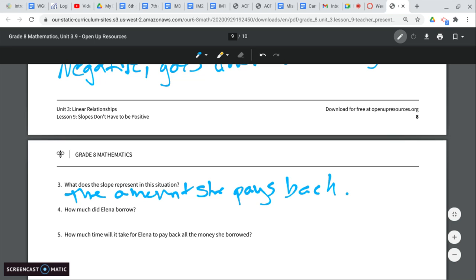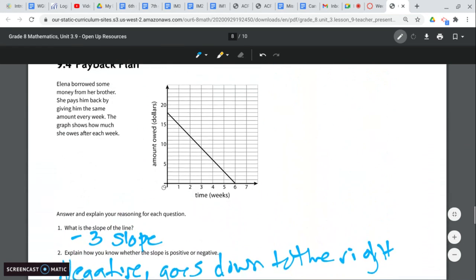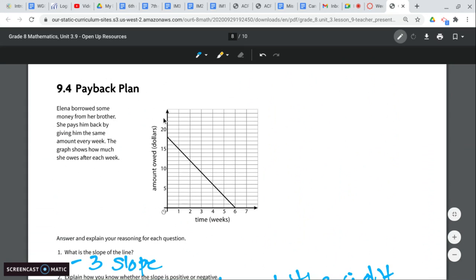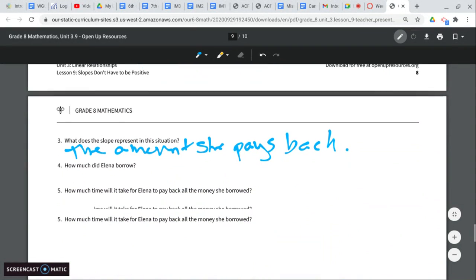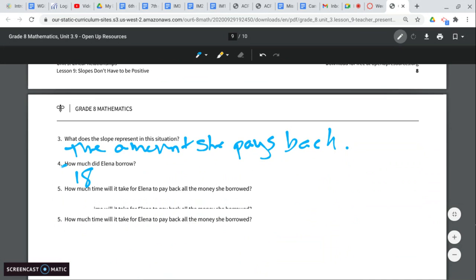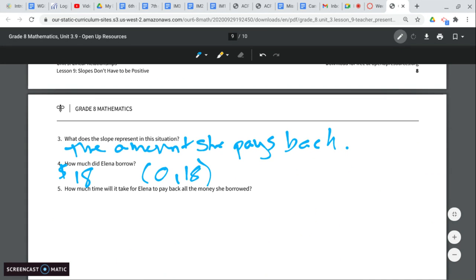Now, how much did she borrow? If we look up here, actually that's 18, isn't it? It's at 18. I said 17 earlier, but that is the point 18, because here's our 15, 16, 17, 18. So our y-intercept is how much she borrowed. So $18, as we can see from (0, 18).